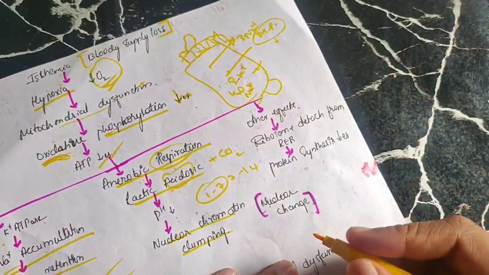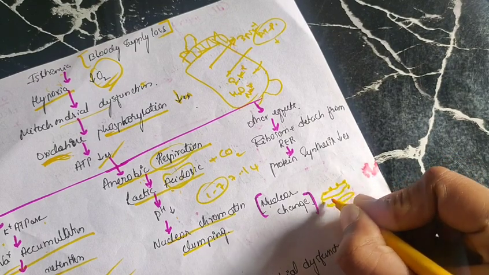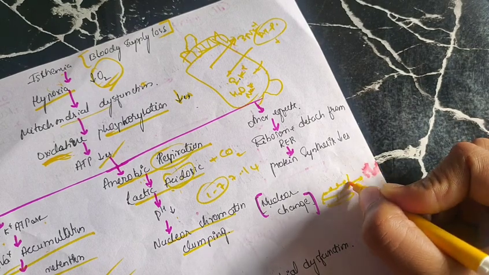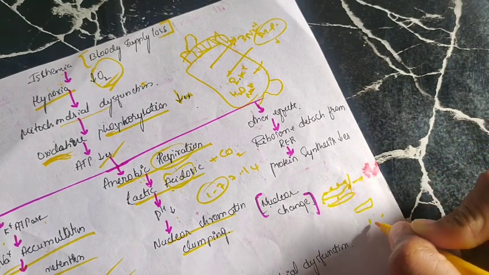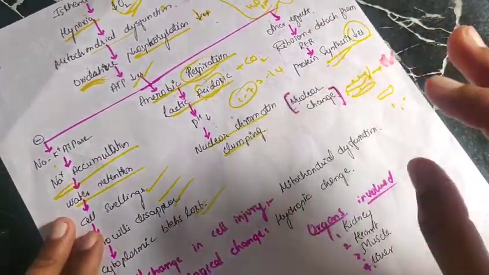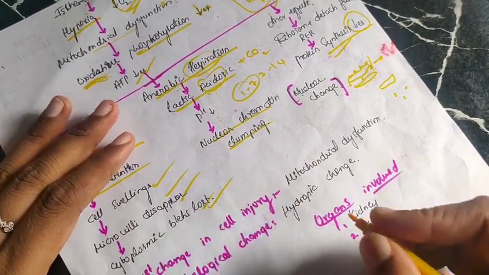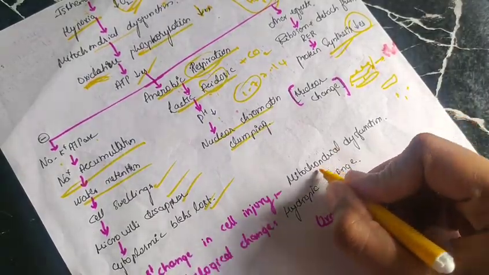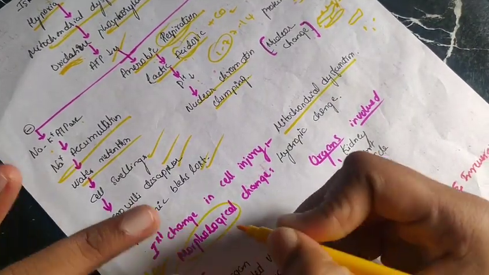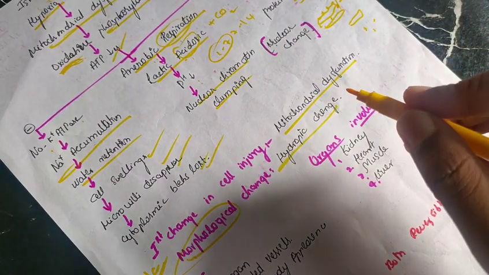Other effects involve the rough endoplasmic reticulum, which has ribosomes attached to it. Its function is synthesis of proteins. If ribosomes get detached from the endoplasmic reticulum, there will be a decrease in protein synthesis. This is another effect of reversible cell injury. These are most important for MCQs. The first change in cell injury is mitochondrial dysfunction. The first morphological change, meaning what we can see, is hydropic change, that is, cell swelling.